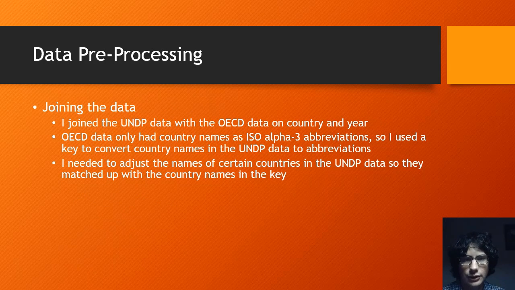The final step was to join the data. So I joined the United Nations data with the OECD meat consumption data on country and year. The slight issue was that the United Nations data had country names and the OECD data had just abbreviations. I figured out the format was the international ISO Alpha 3 abbreviations. The UN actually has a CSV file, which is a key, taking country names to abbreviations. So essentially it was a join on 3 separate data frames that allowed me to combine the UN and the meat data.